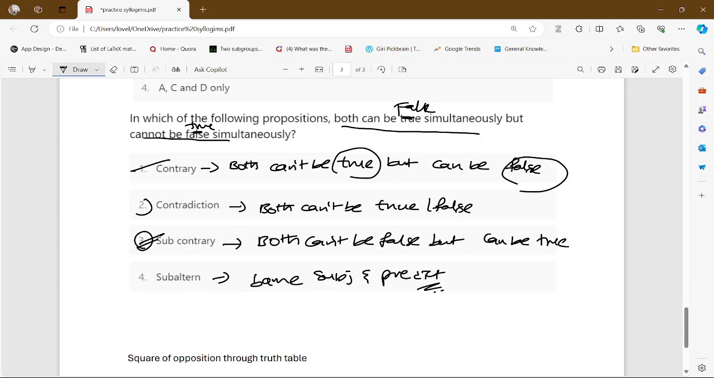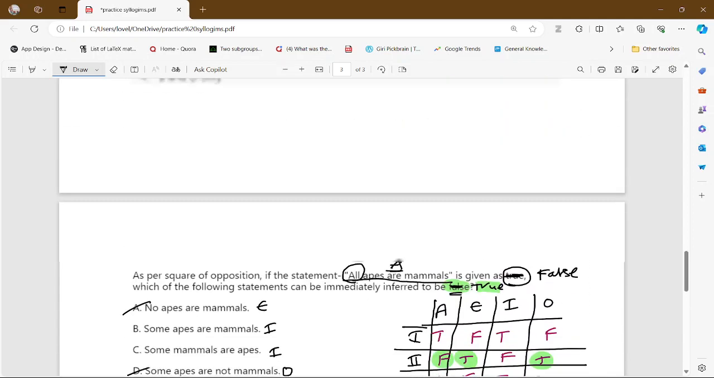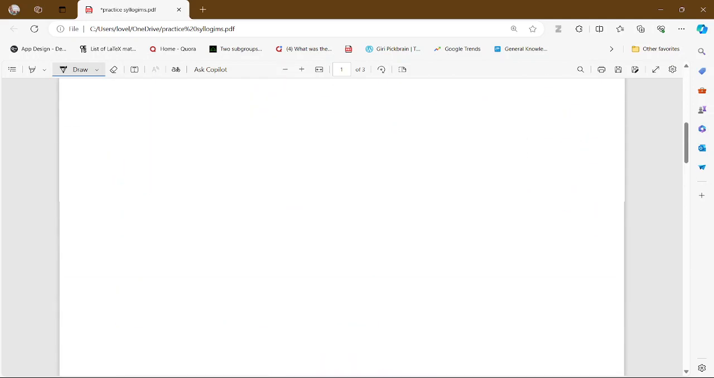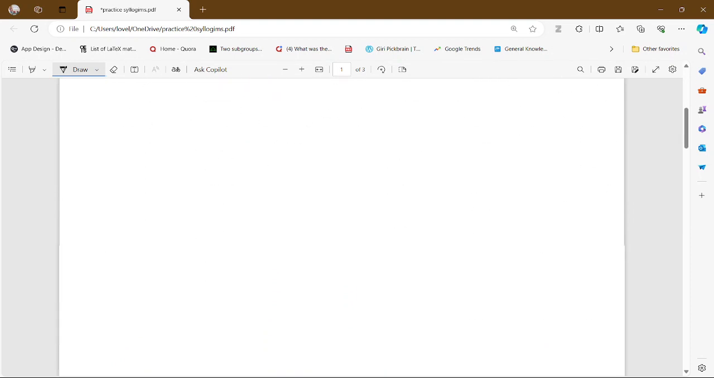Like this, these kind of statements you will more often see in the UGC NET. These are the few types of questions that you can see in UGC NET. And there is one more thing called conversion.